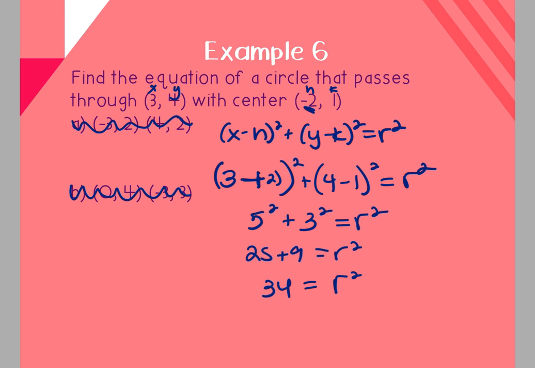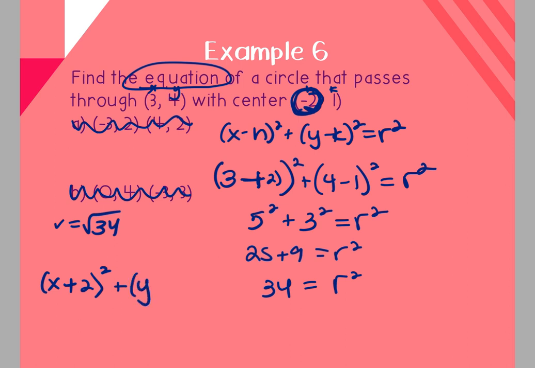With me so far? So if it had asked for the radius, then I would say r is the square root of 34 because I'd have to square root it. But if it's just asking for the equation like it is this time, then I can get x minus my h, which was negative 2, so this is going to become plus 2, squared, plus y minus my k, which is 1, squared, equals r squared, which is 34.